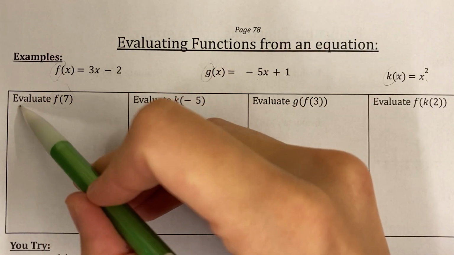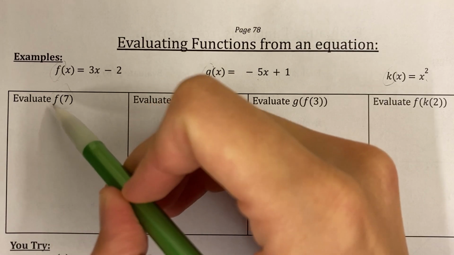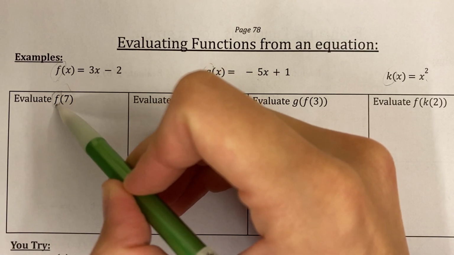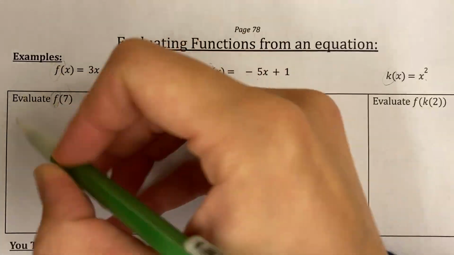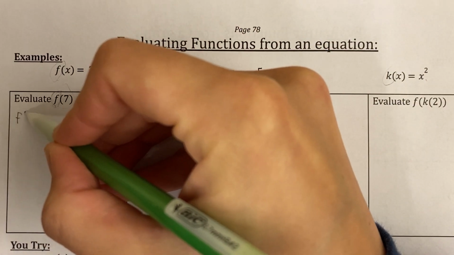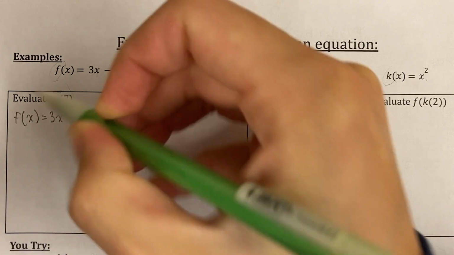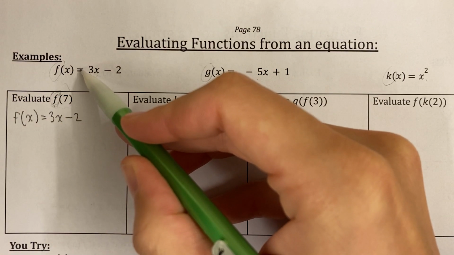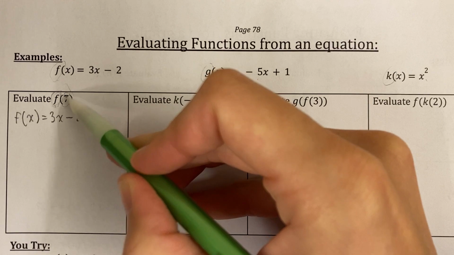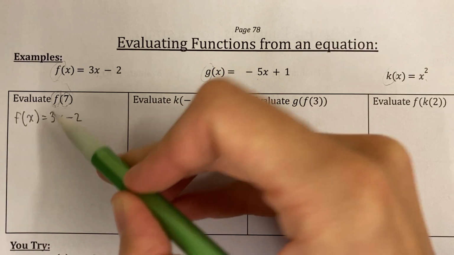So basically, it says evaluate, and it gives us 2 pieces of information. It says, okay, go get this machine off the shelf. So I'm going to go get the F machine off the shelf. I'm just going to copy it. So I'm going to get the F machine off the shelf, and then what am I doing? I'm plugging 7 into it. I'm plugging 7 in for X.